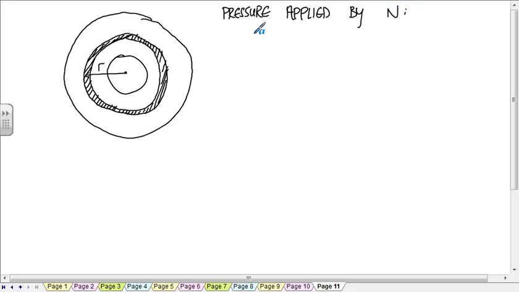Is going to be the total normal force divided by the total area, which is N over, and then the total area is pi times the area of the outside ring minus the area of the inside, so pi (r outer squared minus r inner squared).